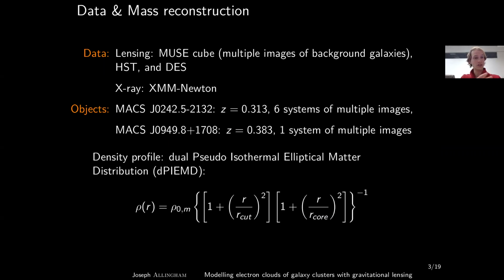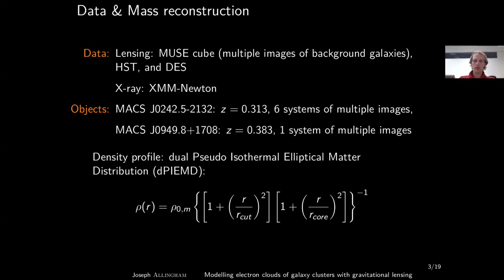So a few words now about data. I used the MUSE cube as spectroscopic data to analyze the background galaxies, that is the quasars, and the HST and DES data for the foreground galaxies. As for the X-ray, I used the XMM-Newton data.